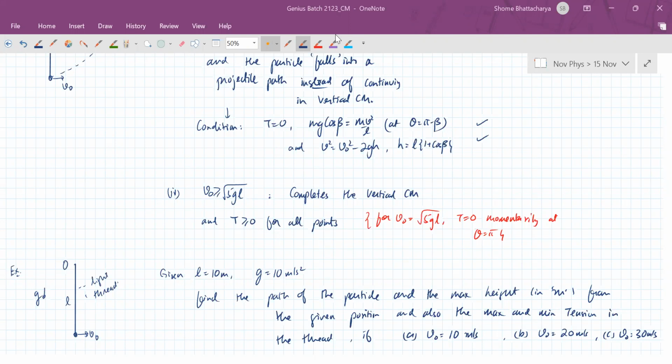Whereas the 30 case, you will see, is greater than root 5 GL. So it's going to complete vertical circular motion.